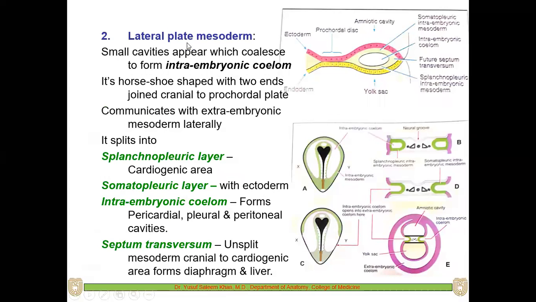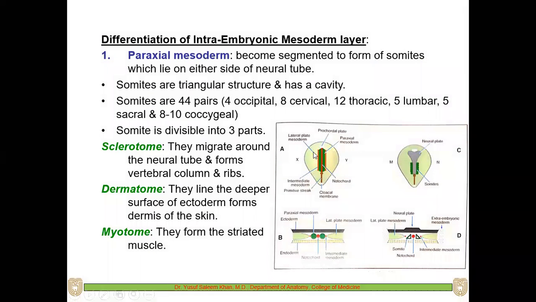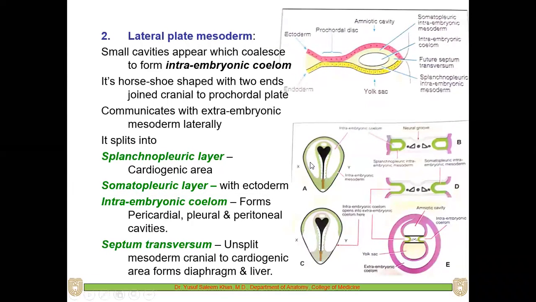So the second part is the lateral plate mesoderm. So now we are talking about this part, which is called the lateral plate mesoderm. We have already talked about the paraxial here. Now we are talking about the lateral plate mesoderm. In the lateral plate mesoderm, small cavities appear which coalesce to form the intraembryonic coelom.